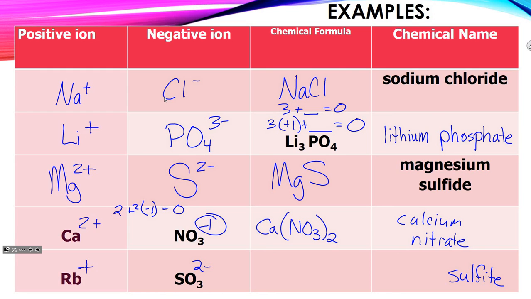Okay. So the common factor here, you'll hear me tell you that a lot. The common factor is 2. I want to get both of them to 2. So they'll be plus 2 and a minus 2, right? Well, I already have a minus 2, so I need 2 pluses. So I need 2 Rbs. So I'm going to go Rb, which is my positive, subscript 2, then I'm going to put the SO3. SO3. Done.